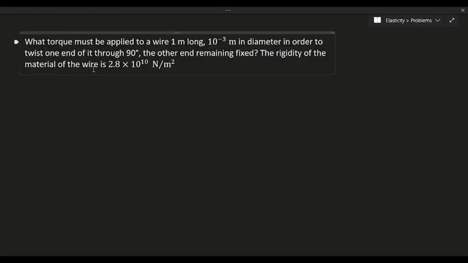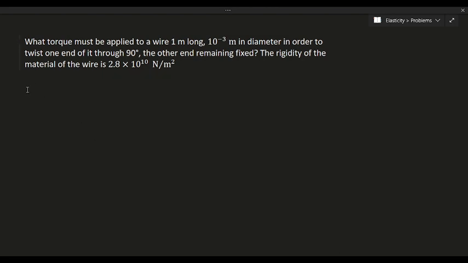Next problem. What torque must be applied to a wire 1 meter long, 10 raised to minus 3 meter in diameter, in order to twist one end of it through 90 degrees, the other end remaining fixed? The rigidity modulus of the wire is given. As we know, when the wire is twisted, its layers undergo displacement, and when the layers of the material undergo displacement, the relevant modulus of elasticity is the modulus of rigidity.